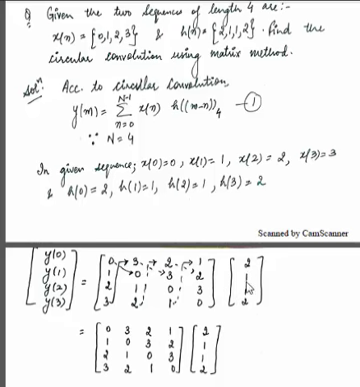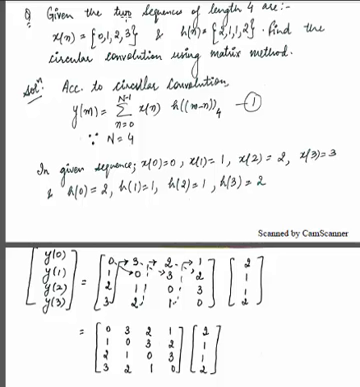In a similar way, the value of h of n is 2, 1, 1, 2. That is again a 4 cross 1 matrix, that means 4 rows, 1 column. So that is the matrix of x of n. How do we develop this method?